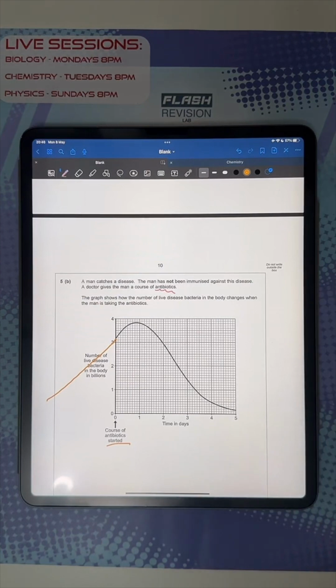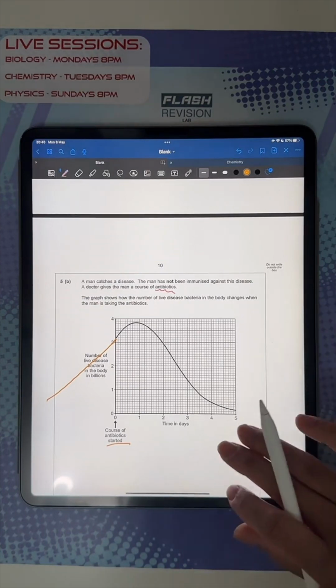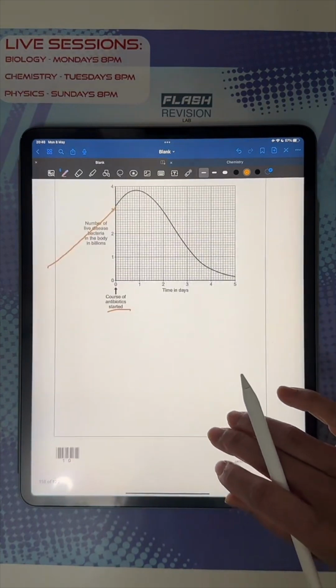You can't use antibiotics for fungal diseases. No, you can't. You need a fungicide to do that, something different.